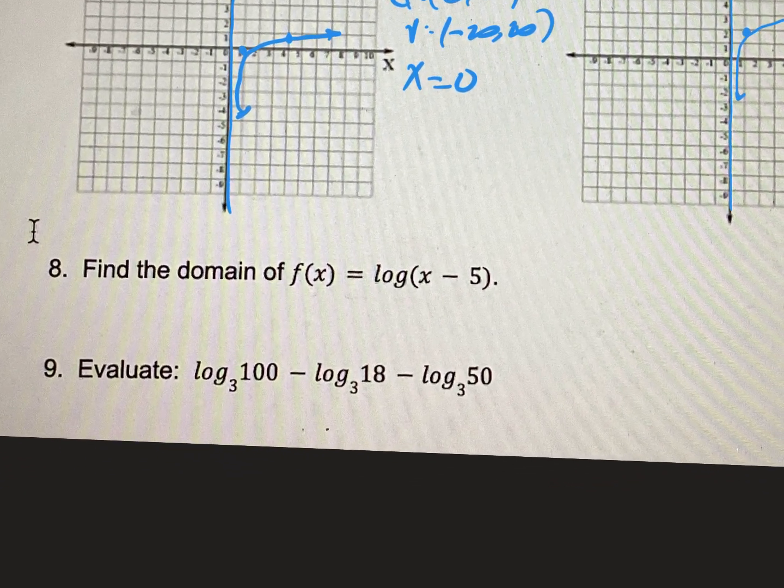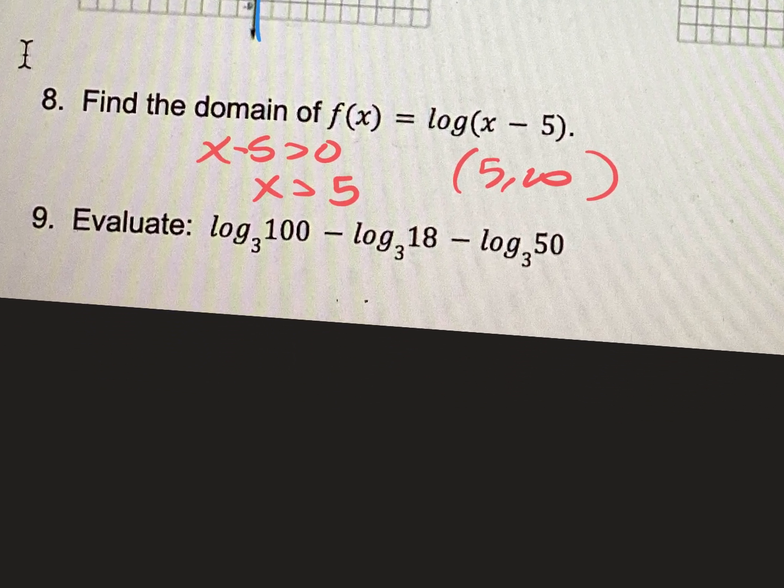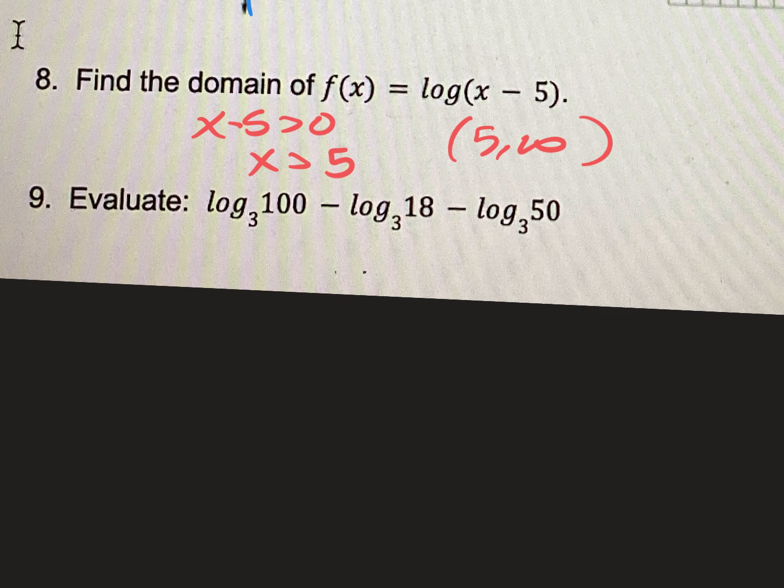Number 8, what is the domain? Remember, all logs must be positive, so all you do is take whatever they give you right there, that x minus 5, and set it greater than 0. Not greater than or equal to, just greater than, because it's got to be positive, not 0. So it means x is greater than 5, so my domain is just going to be everything from 5 to forever. Number 9. Evaluate. Remember, the word evaluate means find the value.